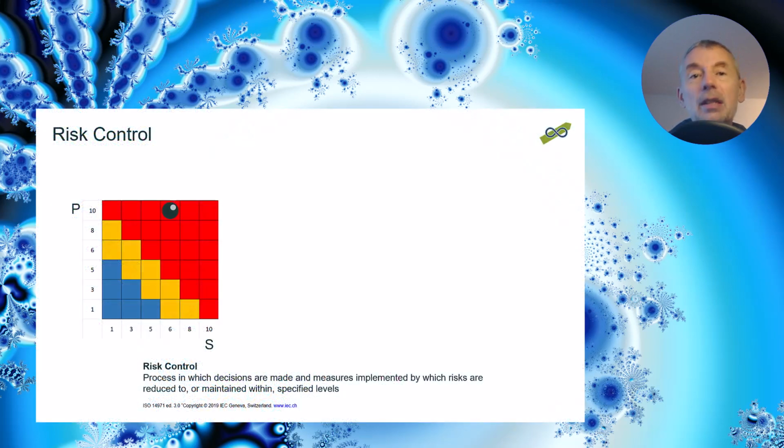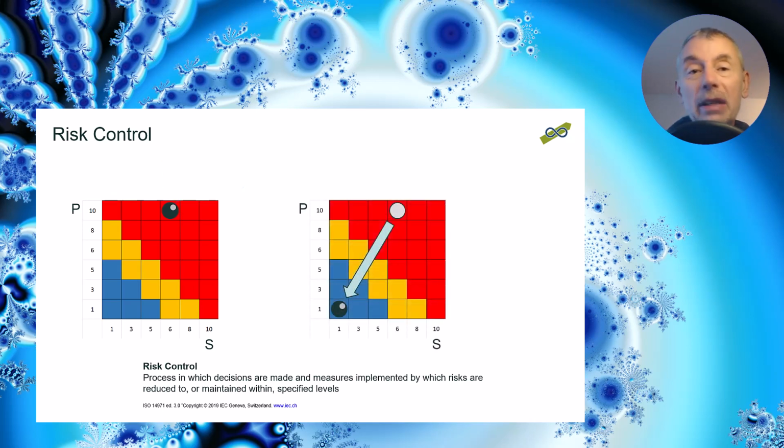What's the basic idea of risk control? Well, you can see it here in this graph. You have some risk for the Death Star in the red area, and the whole idea behind risk control is to bring it down as far as reasonably possible.